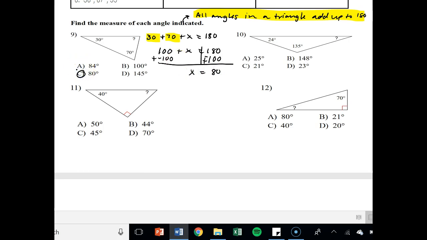In number 11, it looks like they only gave you one angle, but actually they gave you 2 angles. This box right here means 90 degrees, so be aware of that. So this is 40 plus 90 plus x is equal to 180. Your like terms are 40 and 90. That's 130 plus x is equal to 180. And then you just solve the one-step equation by adding negative 130 to both sides. So x is equal to 50. So A.